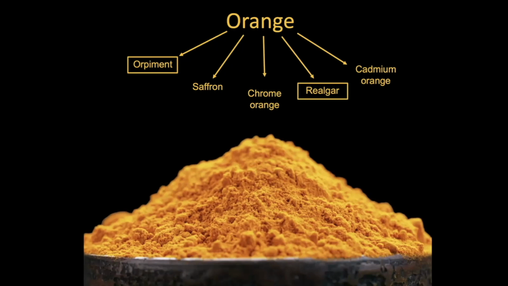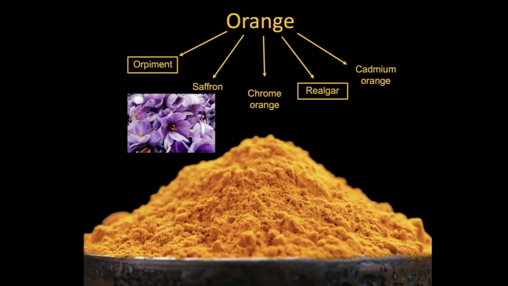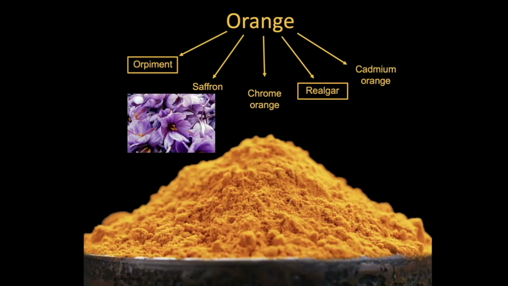Both of them are mineral pigments. Notice saffron. In the Middle Ages, we used to be the world's biggest producer of saffron in East Anglia and South Yorkshire. And this, in addition to being a spice, was used to produce this orange colouring.